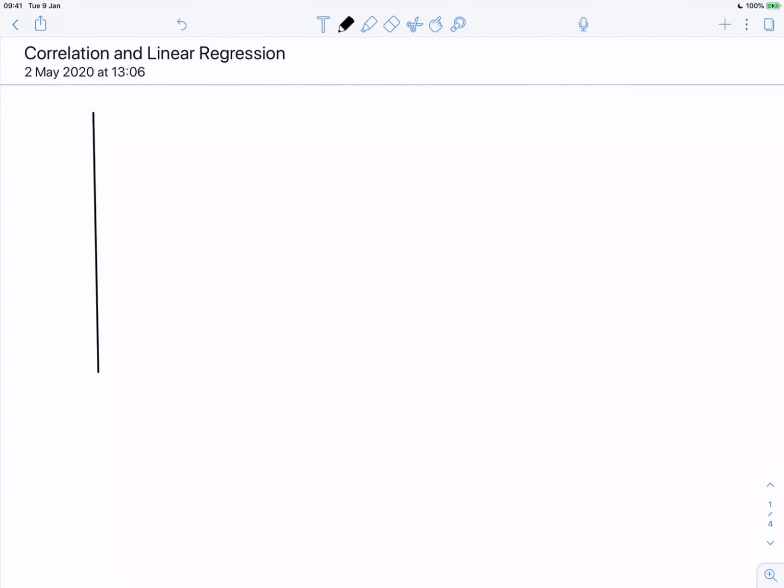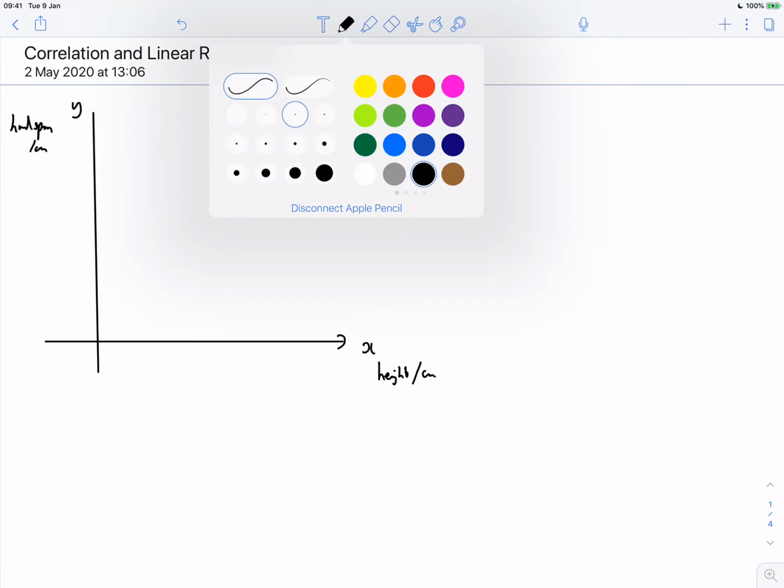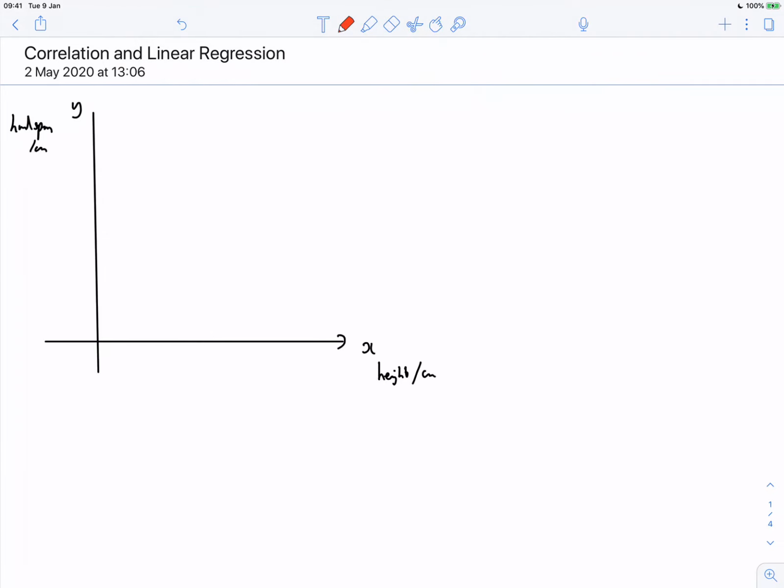Say I'm interested in, let's say, X is the height in centimeters of people, and let's say Y is a hand span in centimeters. Okay, so let's suppose you've taken a bunch of data from, I don't know, 20 or 30 people, some finite amount. It doesn't matter about the size particularly so much. This is the independent, also known as the explanatory variable or control variable, and the Y variable would be the dependent variable because it depends on the X.